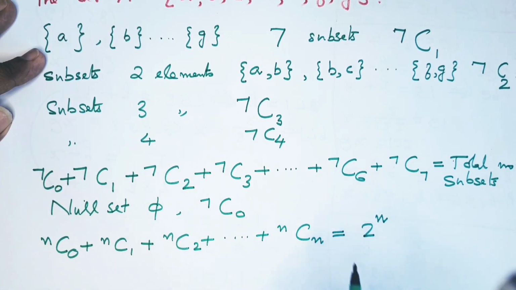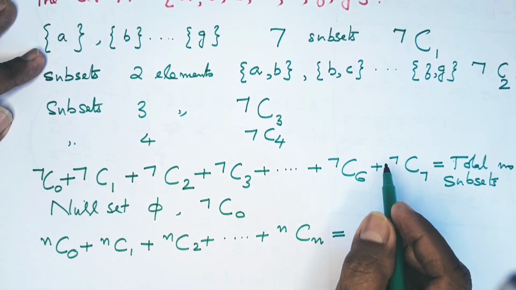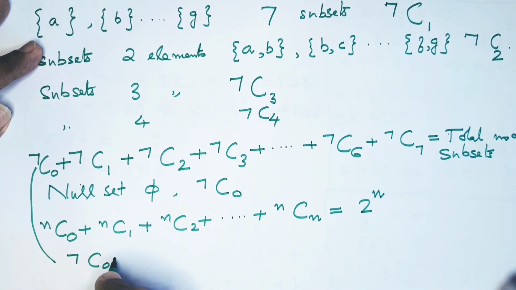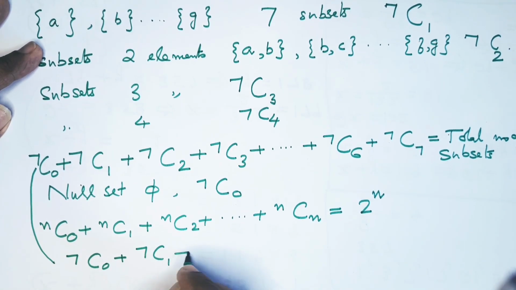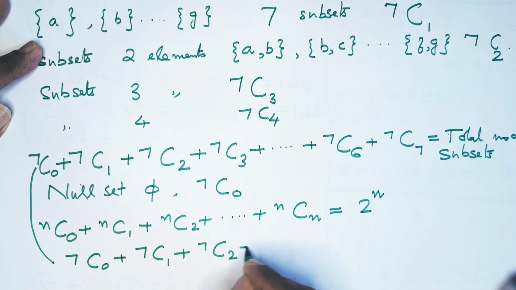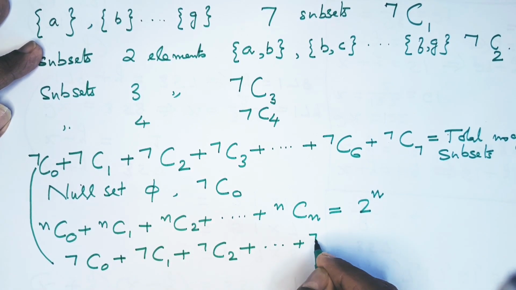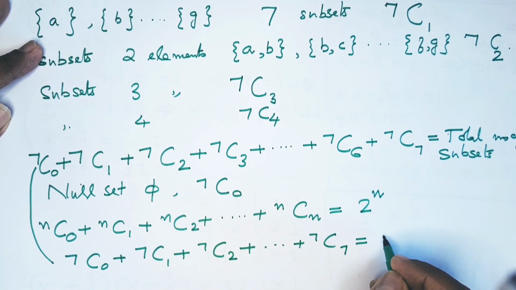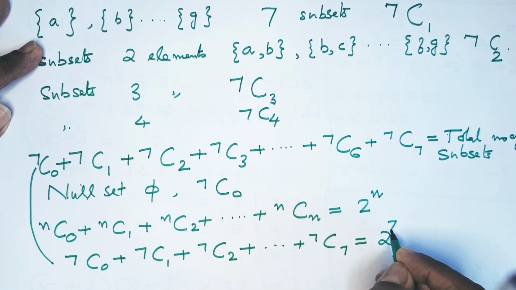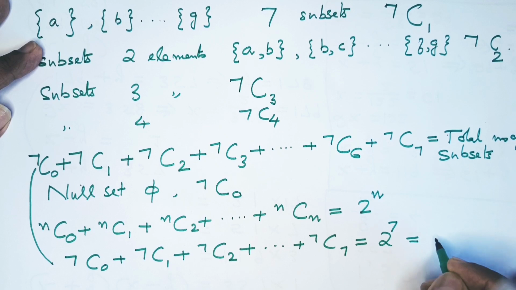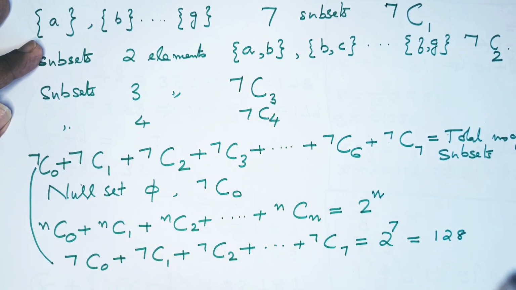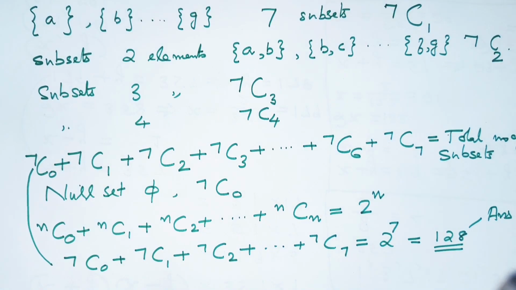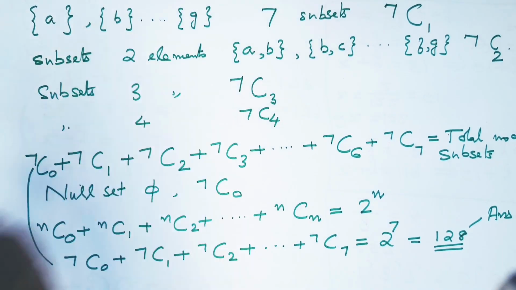If you apply that here, plugging in n equal to 7, what will be the final answer? See, 7C0 plus 7C1 plus 7C2 all the way up to 7C7. That will be, put n equal to 7, you will get 2 power 7. And 2 power 7 is just 128. So 128 will be the number of all subsets you can form from the given set.